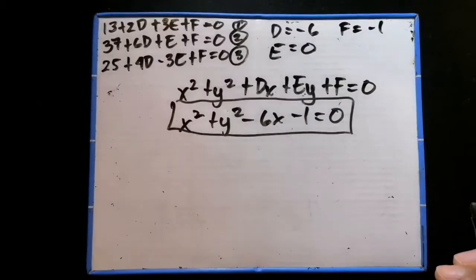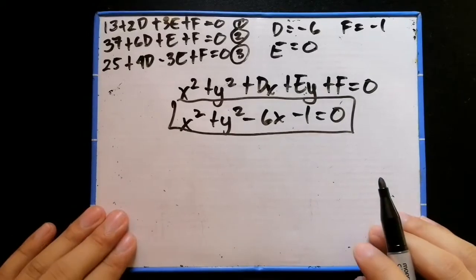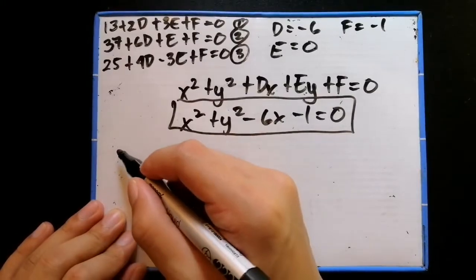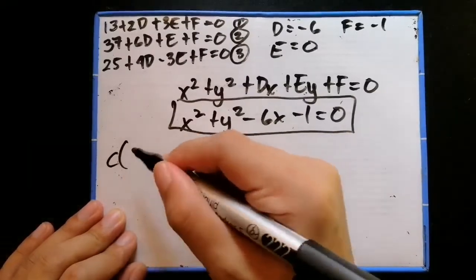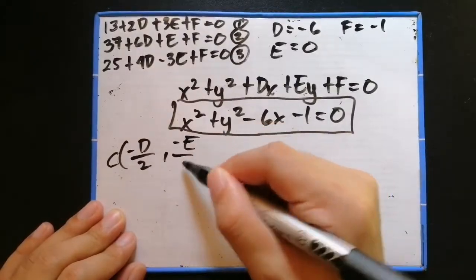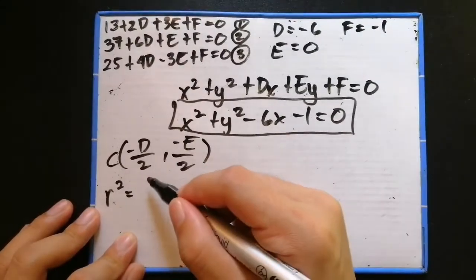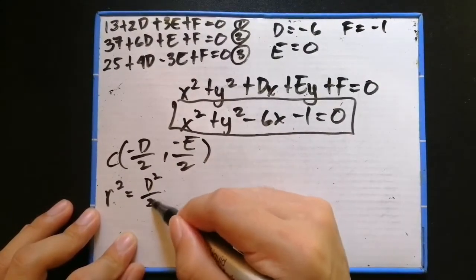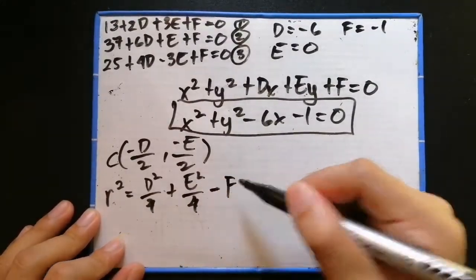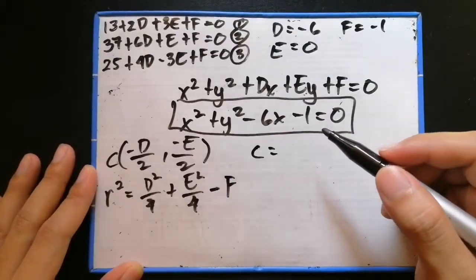So, sabi sa problem, find the equation of the circle lang. Pero, pwede pa nating i-proceed na hanapin si center ni circle at si radius ni circle. So, ano ba yung tinuro ko sa inyo na shortcuts? C is equal to negative D over 2, negative E over 2. Then, si radius ay equal sa R squared is equal to D squared over 4 plus E squared over 4 minus F. Tama?